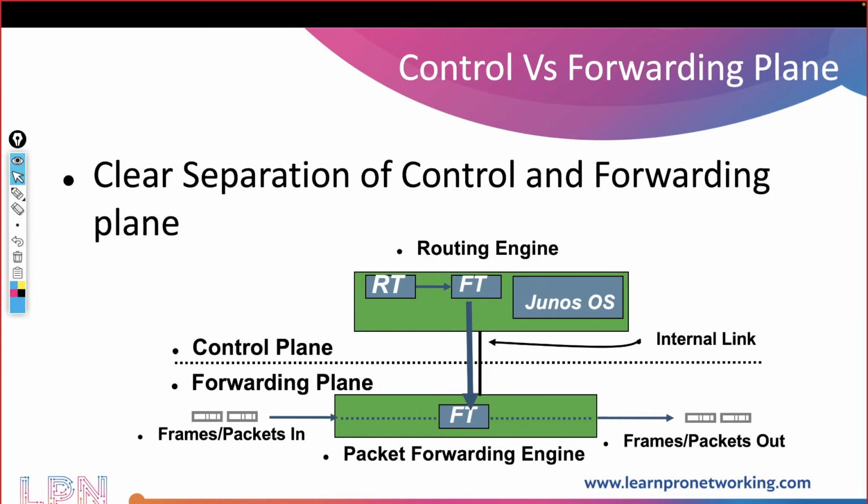Juniper, from scratch, is built so that the control plane is separate, the data plane is separate, and there is a link between control plane and data plane, which is an internal link. There is no external connectivity that needs to be given. Right? So the routing engine is the responsibility of the control plane, and the packet forwarding engine, or PFE as we typically call it, is responsible for the forwarding plane. Let's see one by one.